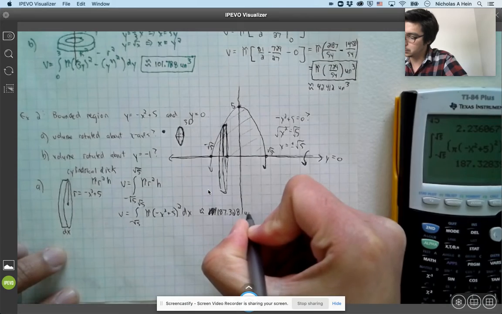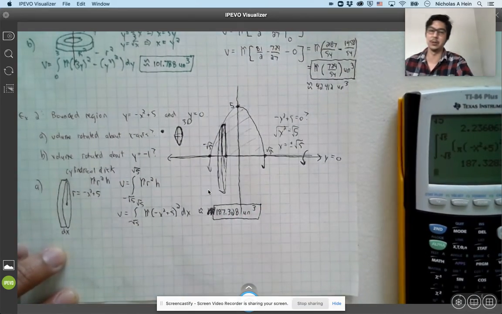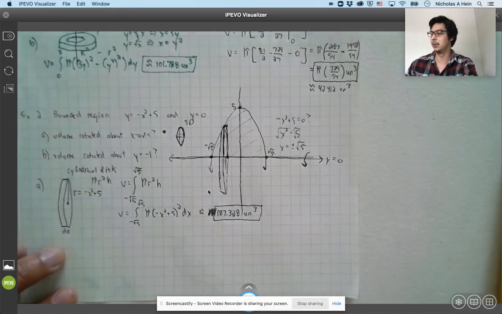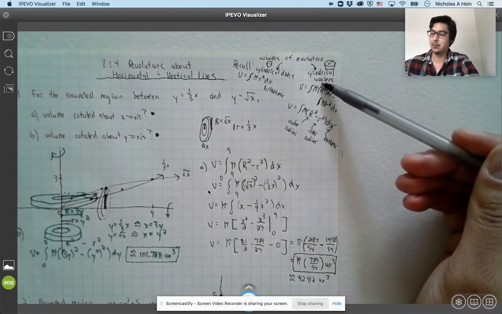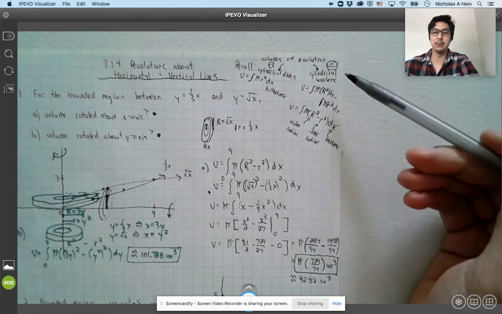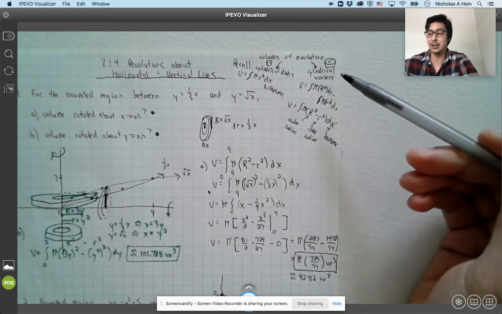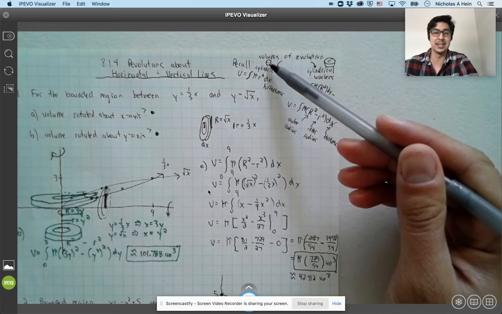187.328 units cubed, approximately. Okay, and there's the volume of the diving. Now, something to know is I might have said earlier in the video, like I said, a washer is a general case where a disk is a special version of it. And the reason for that is the washer will account for the volume of anything. The disk is just the volume when the inner radius is 0.